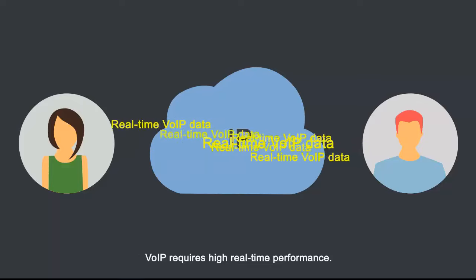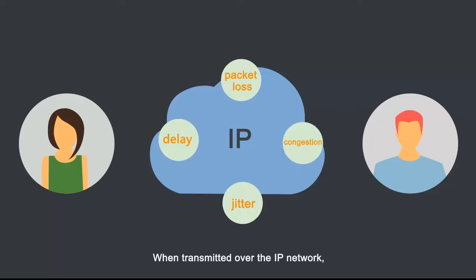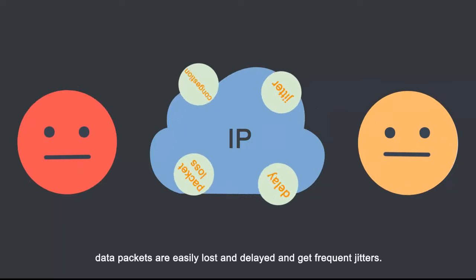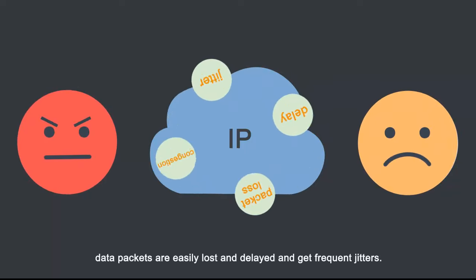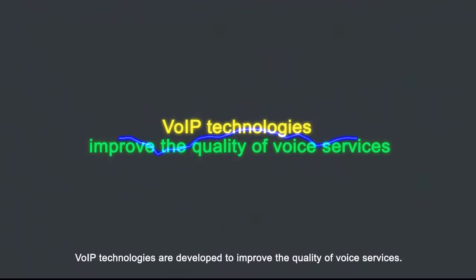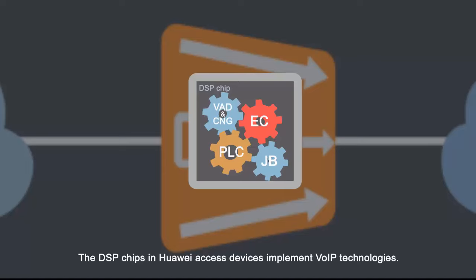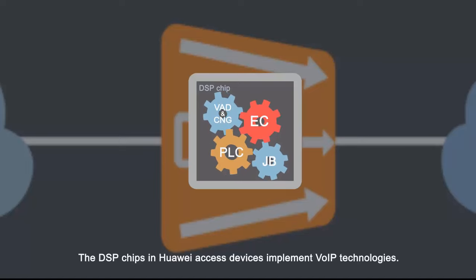VoIP requires high real-time performance. When transmitted over the IP network, data packets are easily lost and delayed and get frequent jitters. VoIP technologies are developed to improve the quality of voice services. The DSP chips in Huawei access devices implement VoIP technologies, for example, echo cancellation and packet loss compensation.